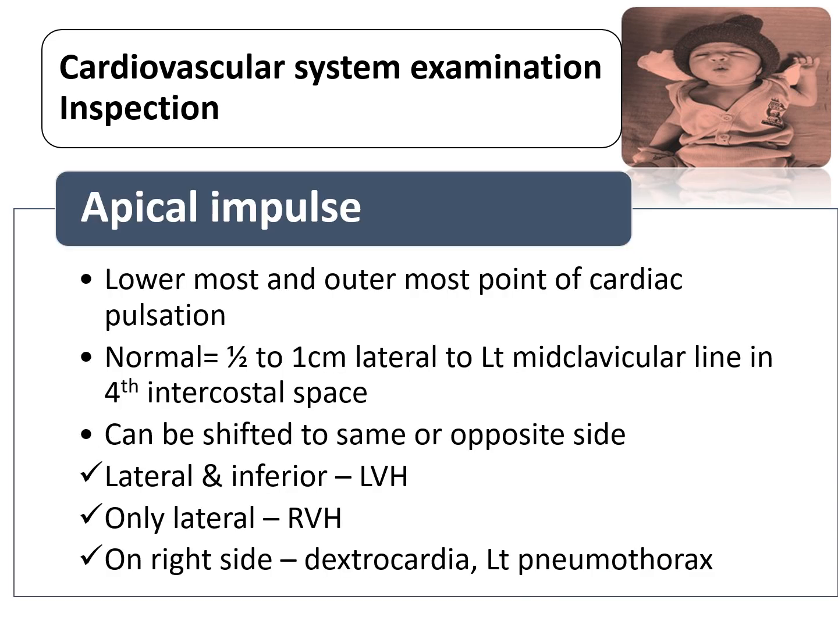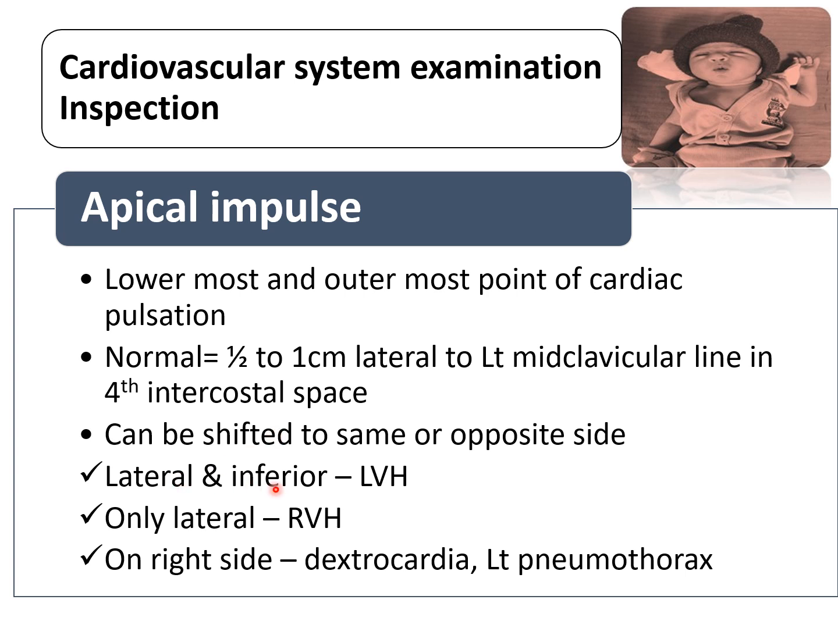Then apical impulse. It is the lowermost, outermost point of cardiac pulsation. In a newborn baby, it is almost half to 1 centimeter lateral to the left mid-clavicular line in the fourth intercostal space. It can be shifted to the same or opposite side if the patient has a pathology.